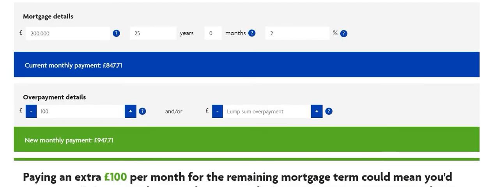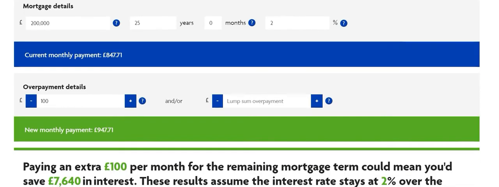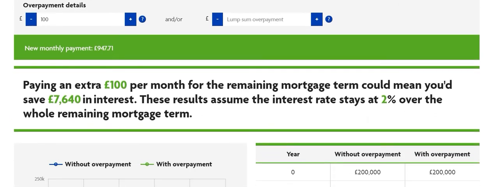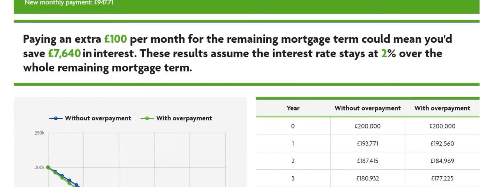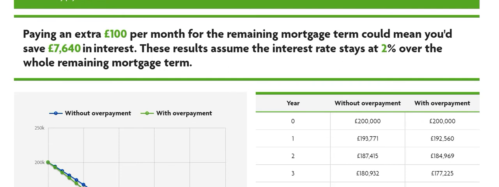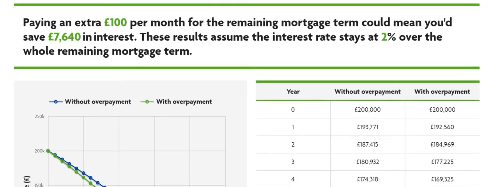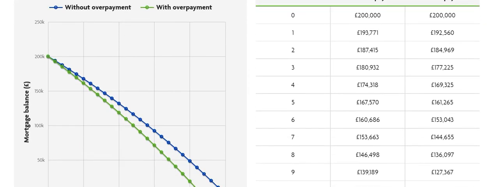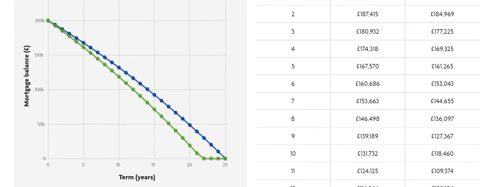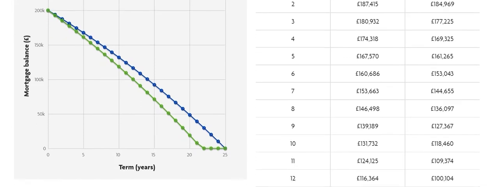So at least in the initial years, it's prudent to overpay as much as possible to reduce your overall debt faster. You can see from this example that for a £200,000 mortgage over 25 years at 2% interest, if we pay £100 per month, then we can save a lot of money in the interest payment alone and also pay off the mortgage earlier.